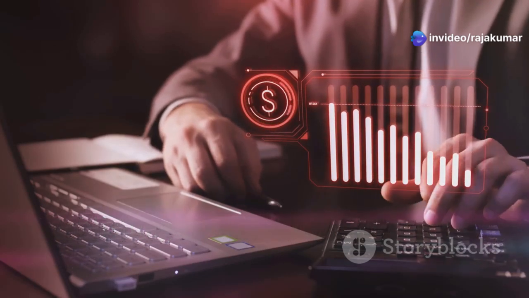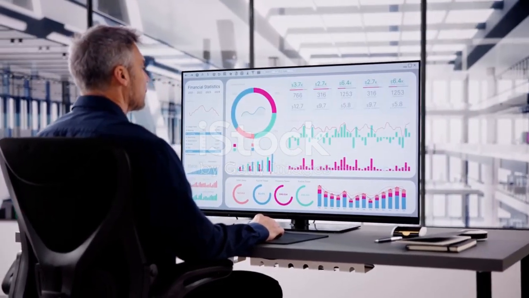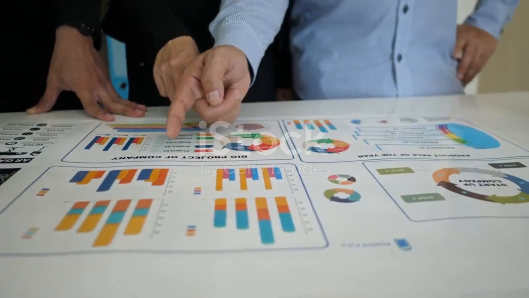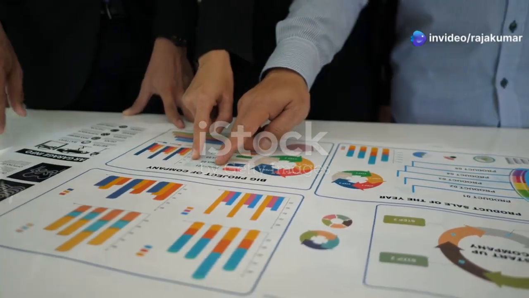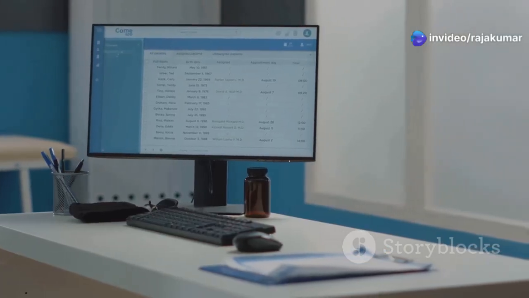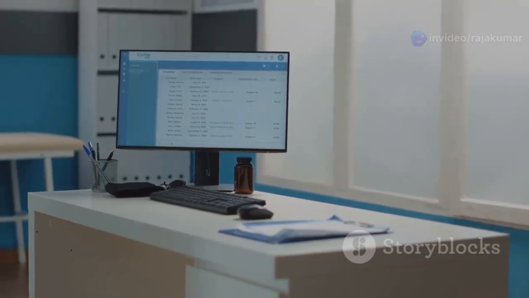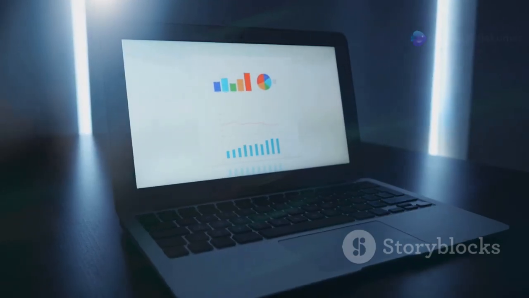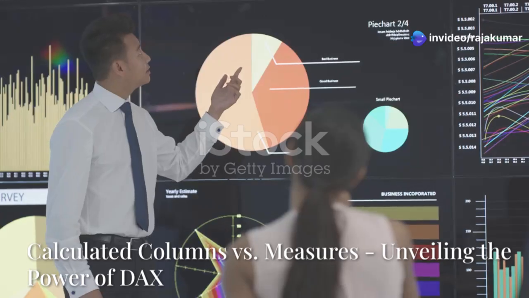Once you have imported your data, the next step is to establish relationships between different tables. Relationships define how data in one table is related to data in another table based on common fields or columns. For example, you might have one table containing customer information and another table containing order information. By creating a relationship between these tables based on the customer ID field, you can analyze customer orders, purchase history, and other related metrics.